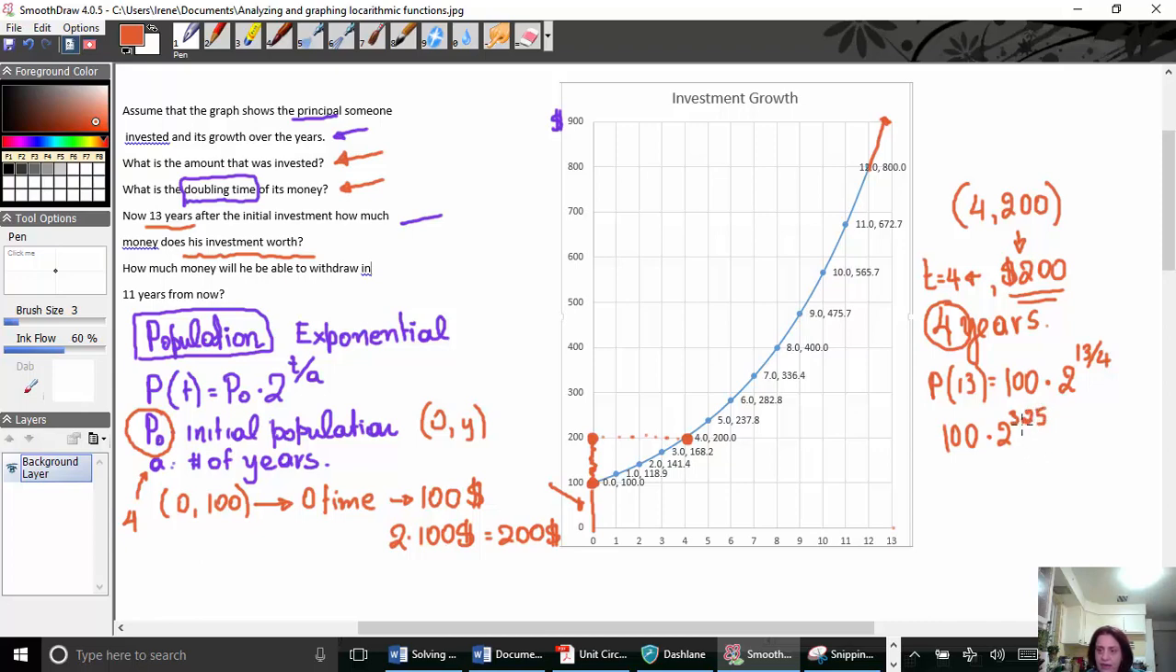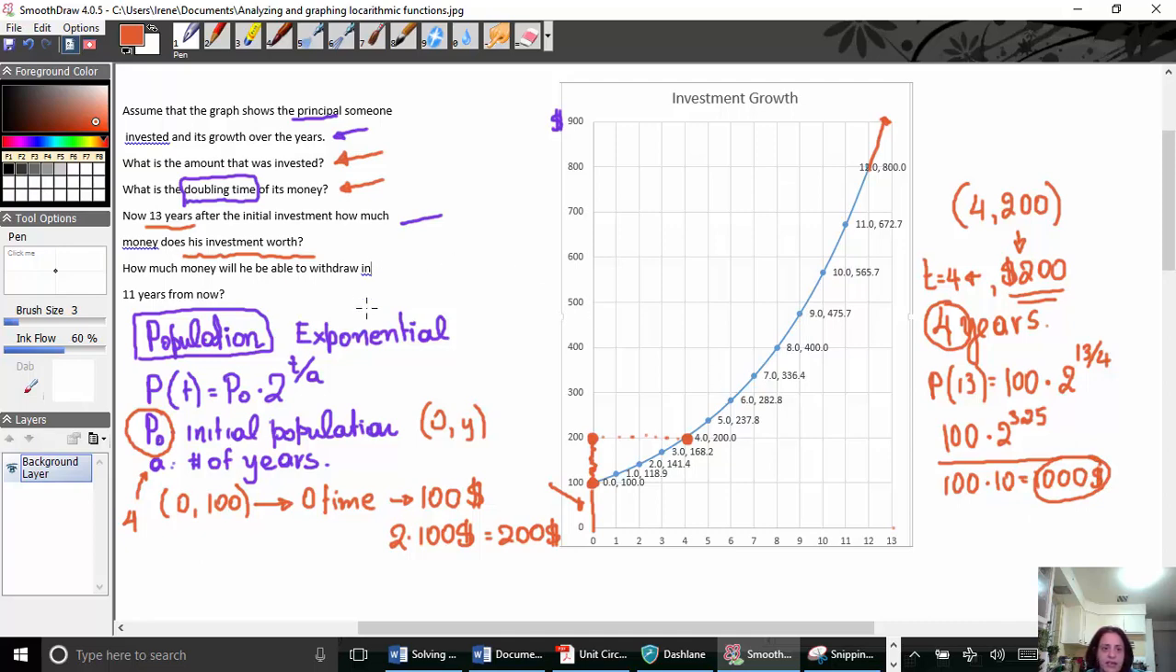In order to calculate that, we should use the calculator. But we don't want to use the calculator, so we want to approximate this number. 2 to the third is 8. 2 to the fourth is 16. So the number should be around 10. So the amount of money that he has right now is approximately $1,000.